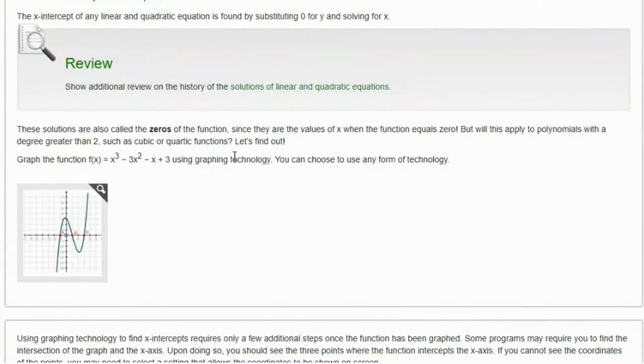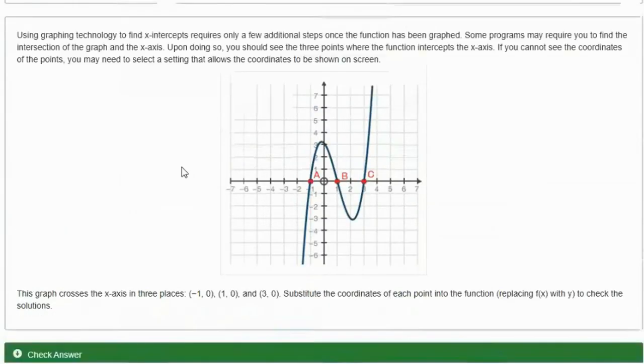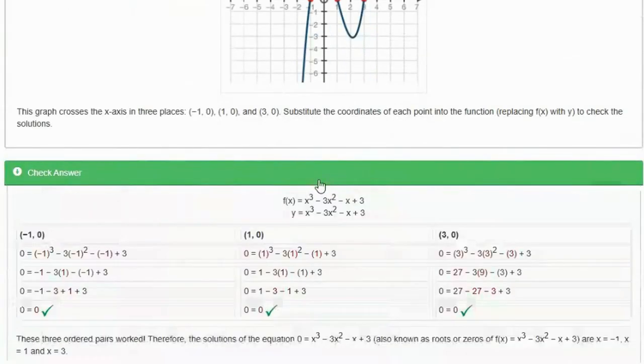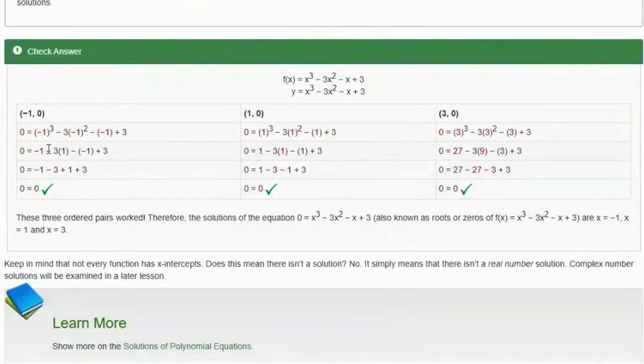Let's see what we got here. Using graphing technology to find the x-intercepts is not hard to do. This one crosses at -1, +1, and 3, so you know those are the solutions. And they checked it with the remainder theorem, with the equation, and found the remainder is 0 for all 3 points.